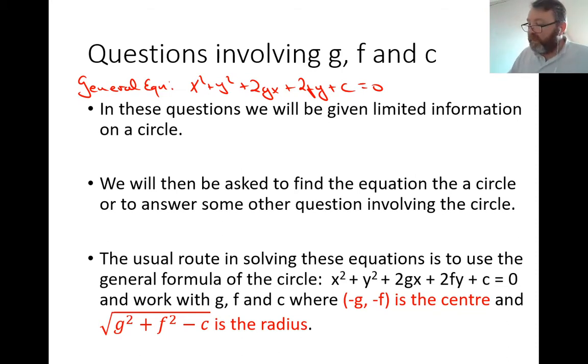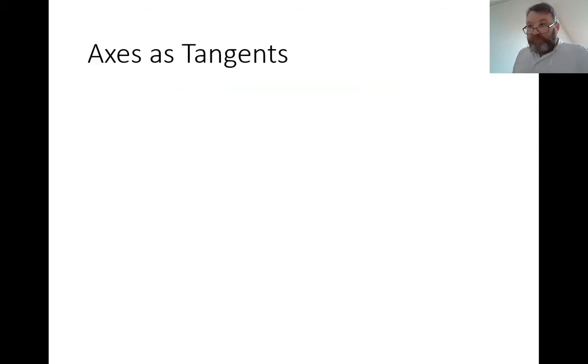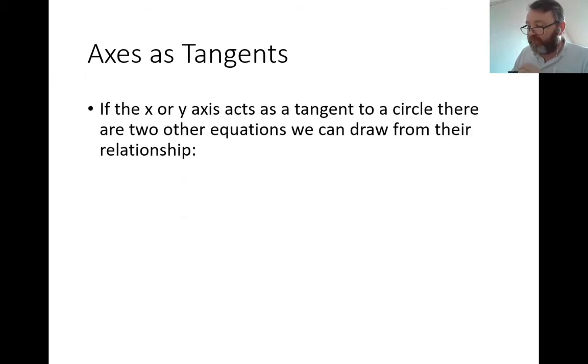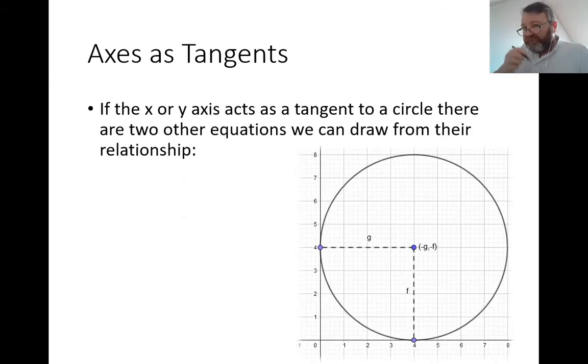Can't turn the slides. Okay, so before we just move into an example, one final thing I want to talk about is this. What happens if the x and the y axis are a tangent to the circle? So if somebody used to say to you that the x-axis is a tangent to a circle, or the y-axis is a tangent to a circle, is there any hidden algebraic information in there? And the answer is yes, there is. I'm going to show you why. If you take the circle as being x squared plus y squared plus 2gx plus 2fy plus c equals 0, which is the general equation of the circle, then the center of every circle is basically minus g, minus f, okay?